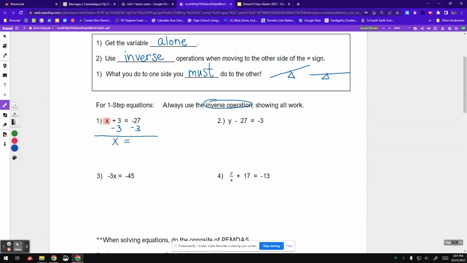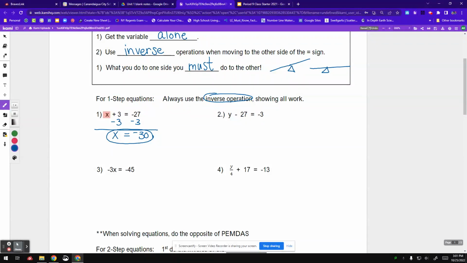And then on the right side, you consider these to be individual integers. So we have negative 27 and we have negative 3. We're going to put them together. We're going to add them. So we have the same signs, add and keep. So our answer to this equation is x is 30. I'm going to do all the equations first, and then I'm going to go back and show you how to check them.